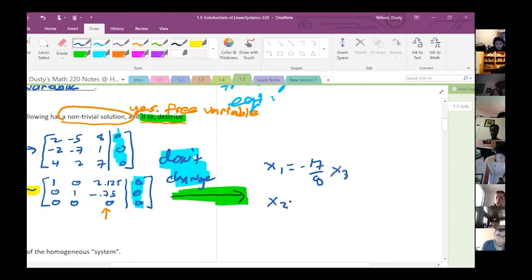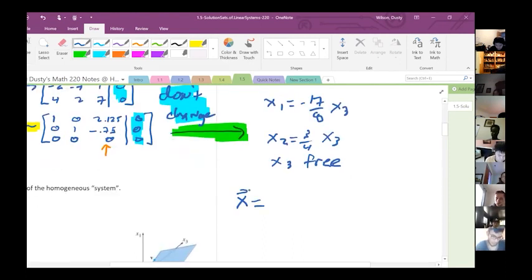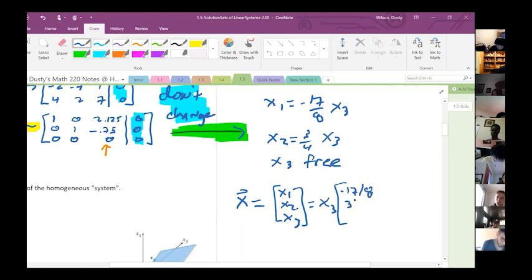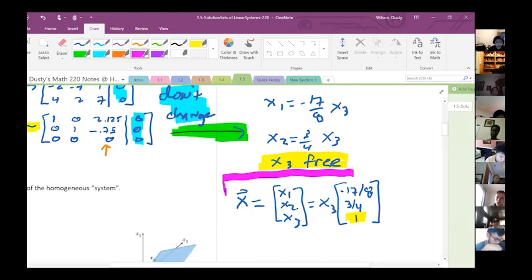And x2 is going to equal 3 over 4 x3. And x3 is free. So if we put this together, we could say that x, which is the same as x1, x2, x3, would be equal to x3 times negative 17 over 8, 3 over 4, and 1. Notice this one being free is going to match with that one right there. And so this would describe this thing that we found here.